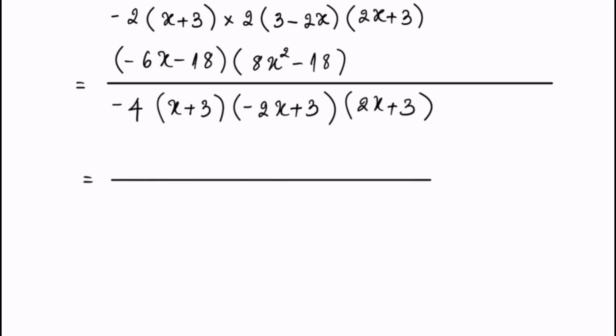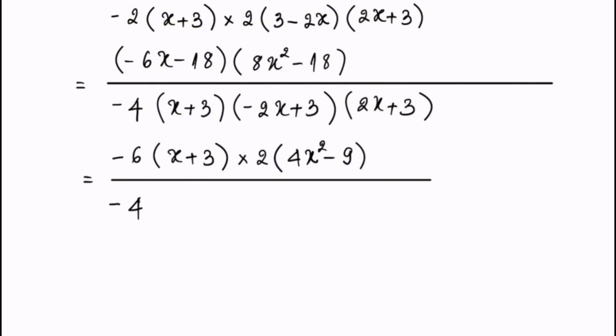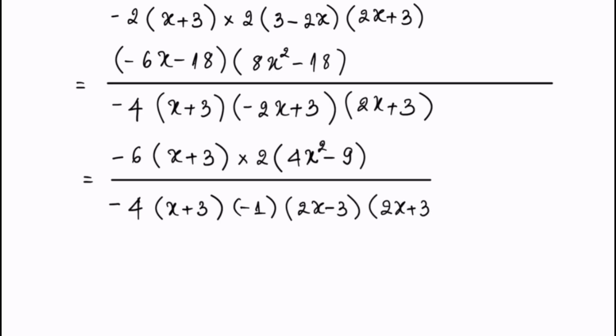For the numerator, we take negative 6 in common, and we get x plus 3. For the second factor, we take 2 in common, then we will get 4x squared minus 9. Then take 4, and we take the negative sign out from this factor, then we will get x plus 3, negative 1, and then 2x minus 3 factor with 2x plus 3.